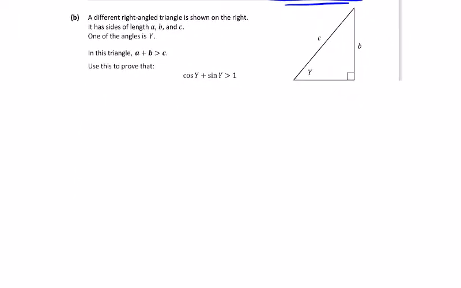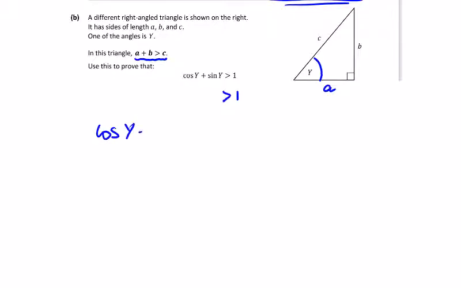A different right angle triangle is shown on the right. It has side lengths of a, b, and c. Well, a is not on the diagram here. Let's put it in. One of the angles is y. Use this to prove that cos y plus sine y is greater than 1. Well, let's have a look here. And we're given this information. a plus b is greater than c.